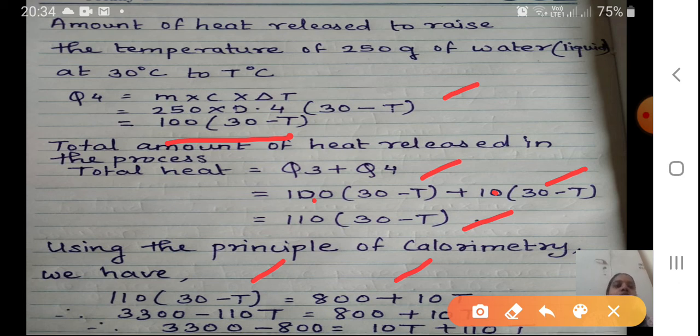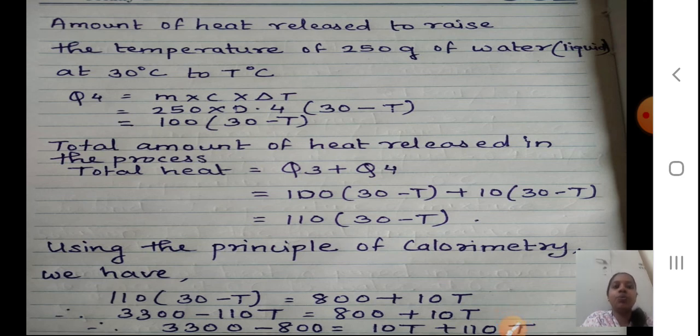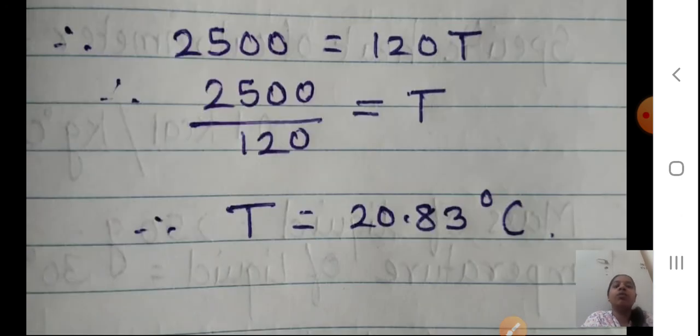When you solve these steps, see here and try to understand what I have done. 110 multiplied by 30, 110 multiplied by T, and 800 plus 10T stays as it is. First I solved the bracket. So I get 3300 minus 800 is equal to 10T plus 110T. Now we get 2500 is equal to 120T. When you solve the equation, the temperature T is 20.83 degrees Celsius.